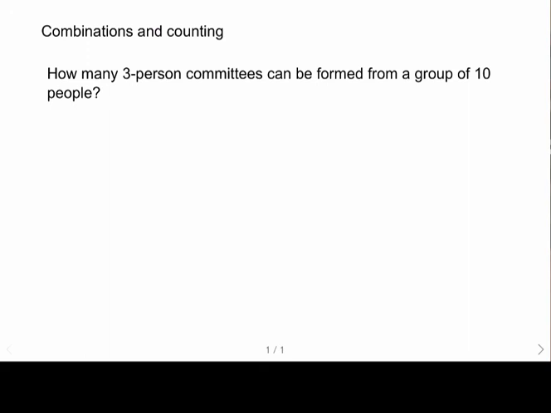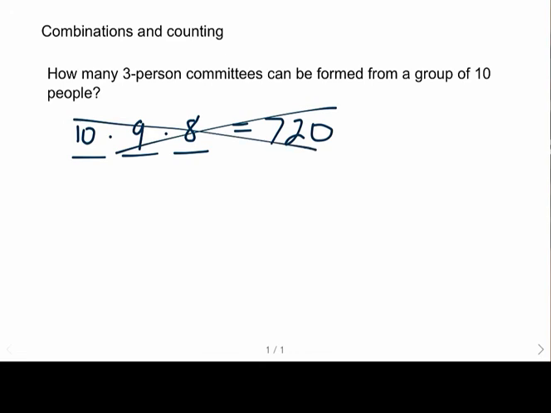It's not president, vice president, it's just 3 people. So out of the 10 people, we could choose 3 of them, right? So you have 10 choices for the first person, and then 9 choices once the first person is selected, and then 8 choices for the third person, and we might say that there are 720 total committees that can be formed. But that's not really true.